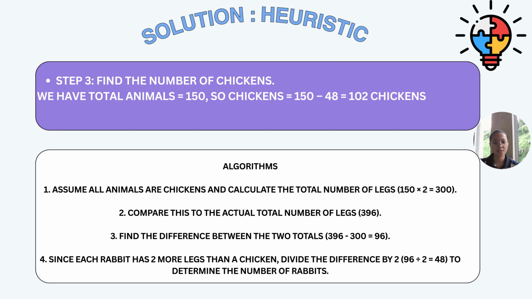And then after we solve this, we can form an algorithm. As we can see in the slide, there are four steps. For the first one, we assume all animals are chickens and calculate the total number of legs. Number two, compare this to the actual total number of legs. Number three, find the difference between the two totals. And number four, we divide the difference by 2, since each rabbit has 2 more legs than a chicken, and we can determine the number of rabbits. So actually in this algorithm we already apply computational thinking, which is the algorithm.